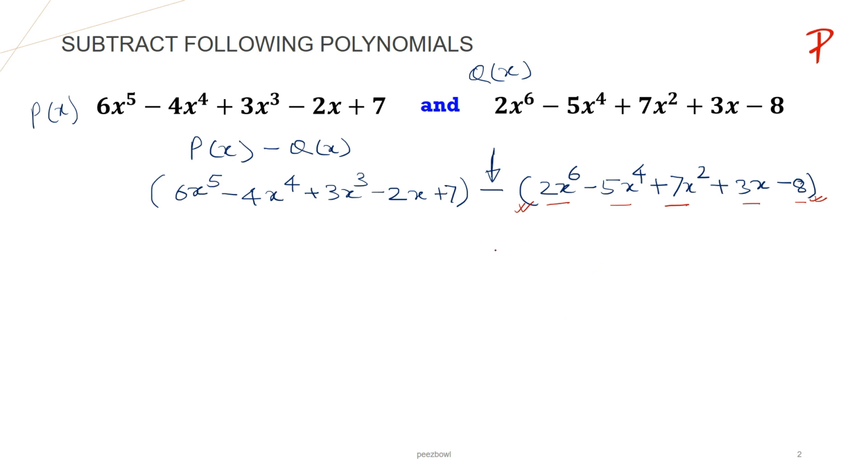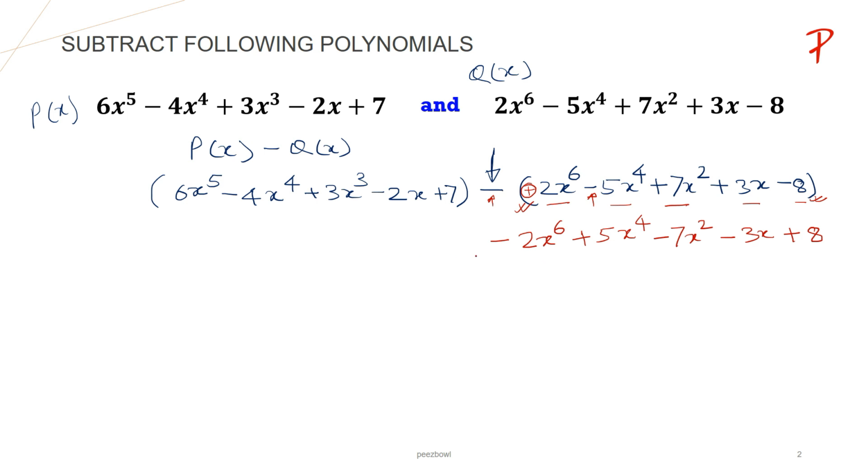So this will become, here we have a plus sign. So plus multiplied by minus is minus 2x to the power 6. Here we have minus multiplied by minus, we will get plus 5x to the power 4. Then this plus will become minus and this minus will become plus. We only have to change the sign of each of these terms, right? And this is how we distribute the negative sign.